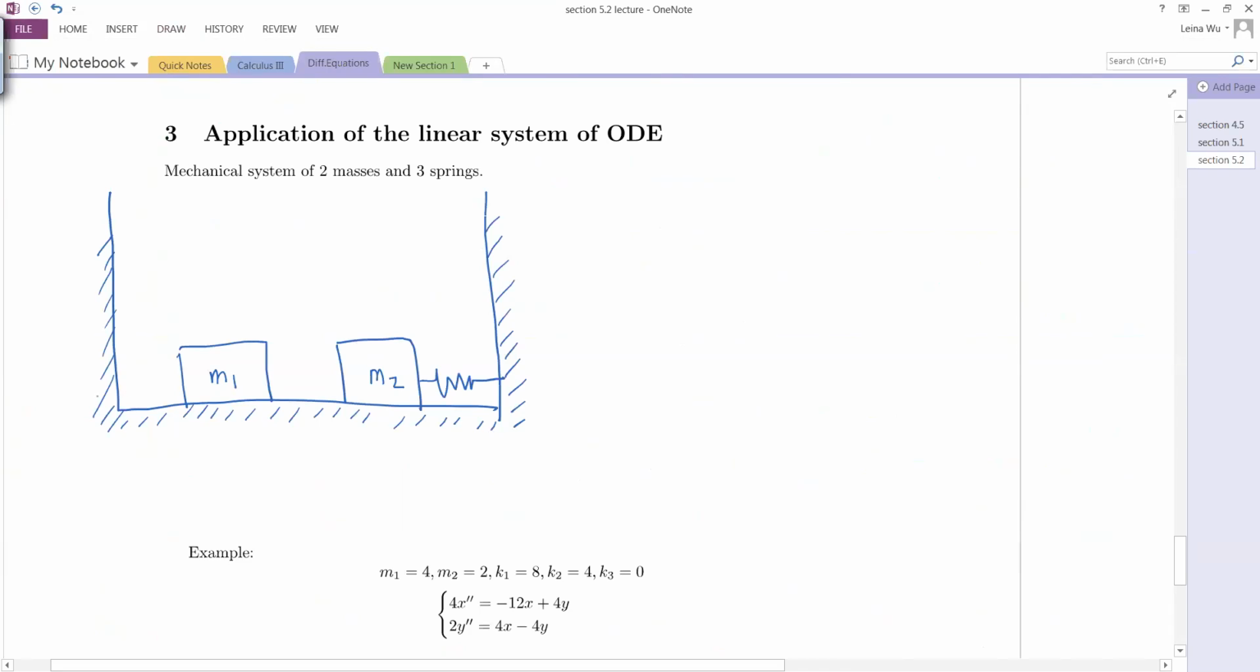There's 1 spring attached to the wall, another spring attached to the wall, and 1 spring attaching these two masses. The spring constant of the first spring is K1. The spring constant of the second spring will be K2. The spring constant of the third spring is K3.